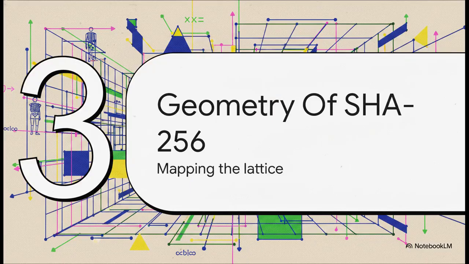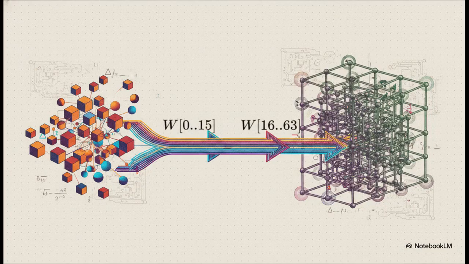Section 3. The geometry of SHA-256. The standard model usually treats hash functions like SHA-256 as an irreversible, unstructured diffusion field, basically just a giant random blender of data. But the reality? It's a continuous dynamic system.